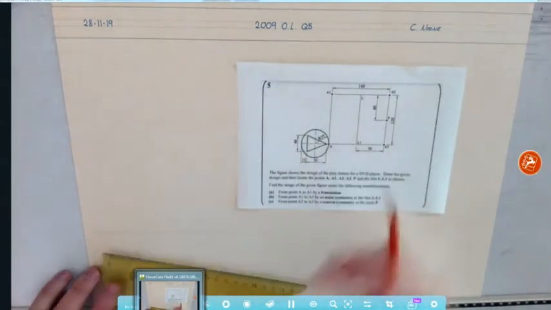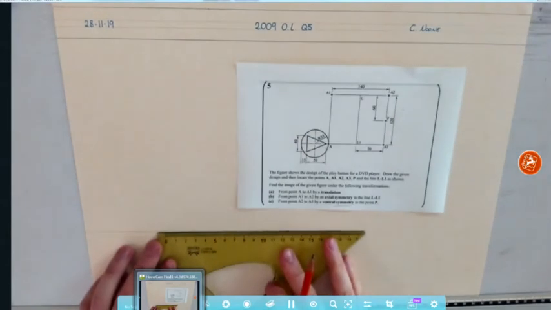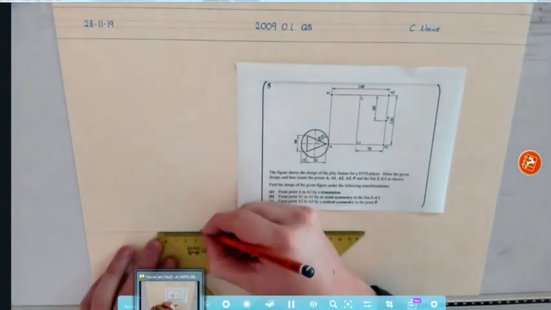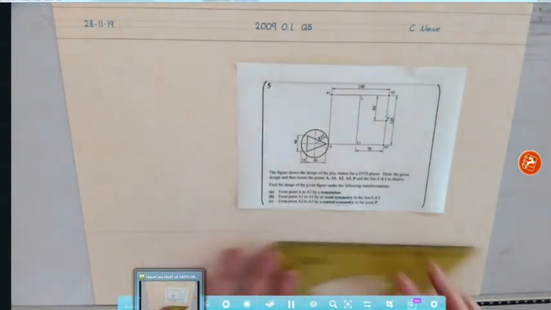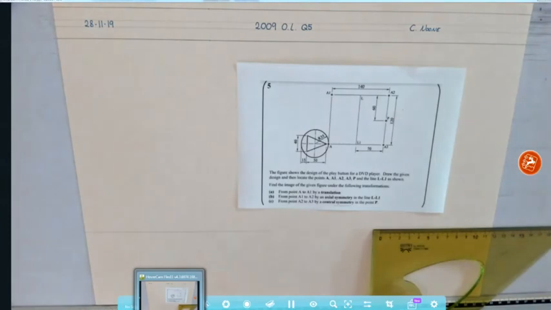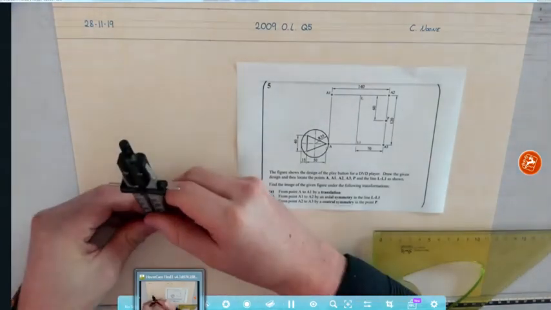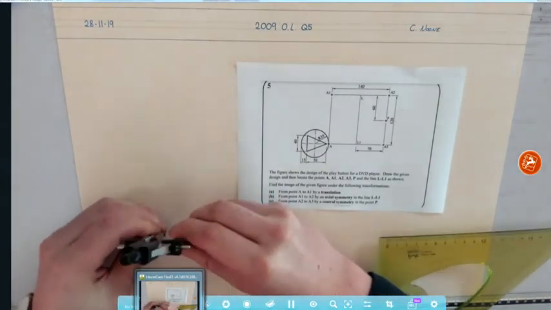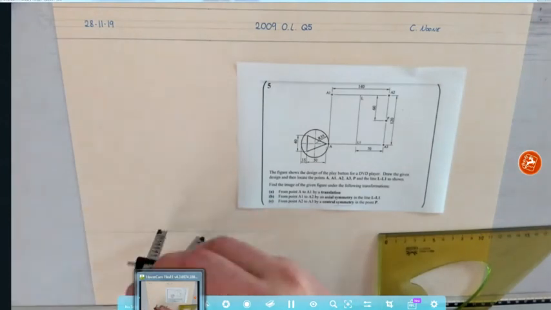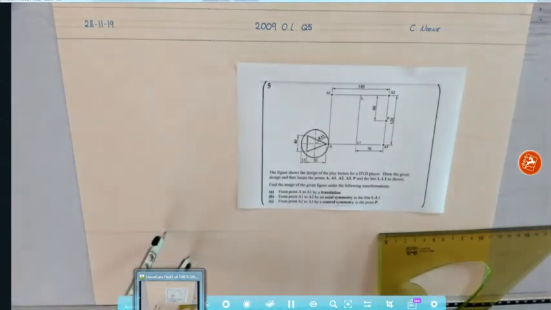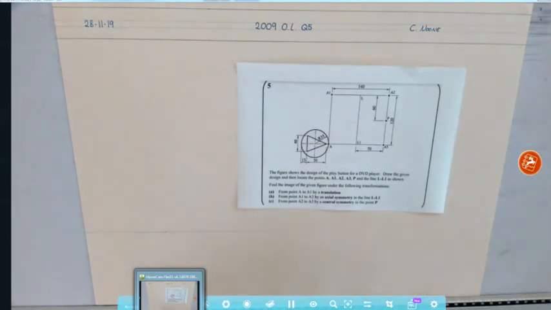So my circle is radius of 35. So from there I'm going to come over 35 mil and do another little mark. And I'm going to grab my compass and just draw a circle. And that is a construction line.